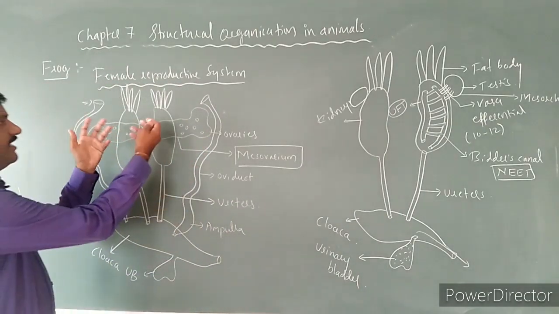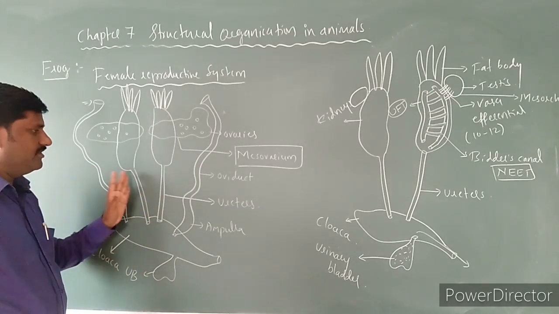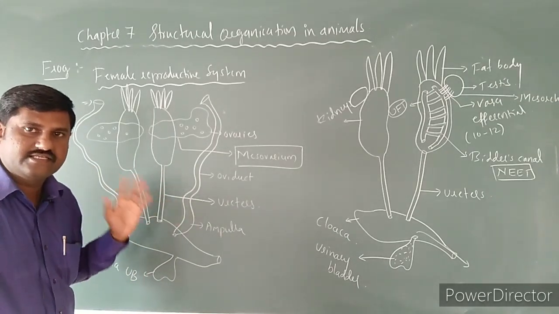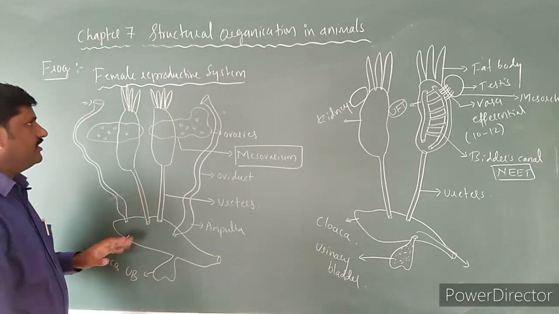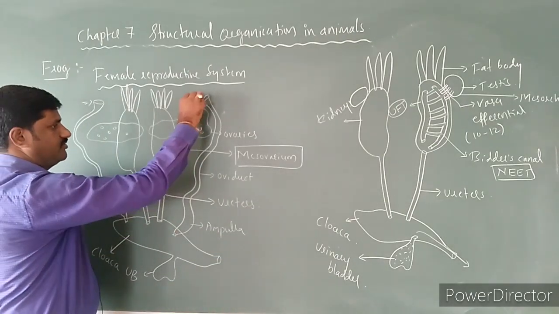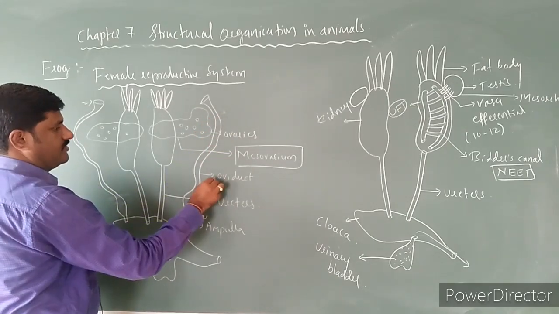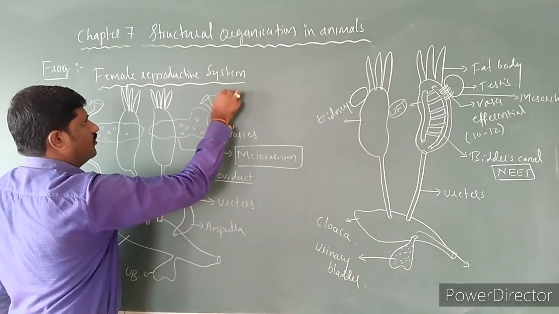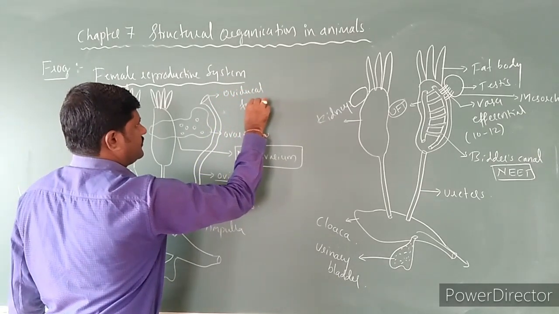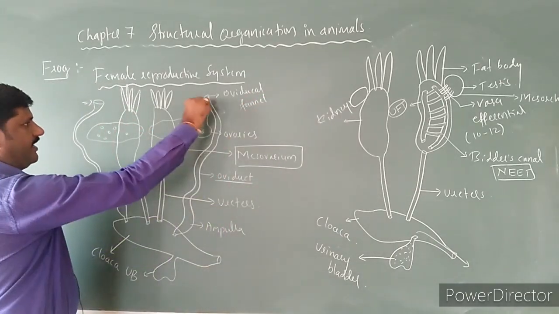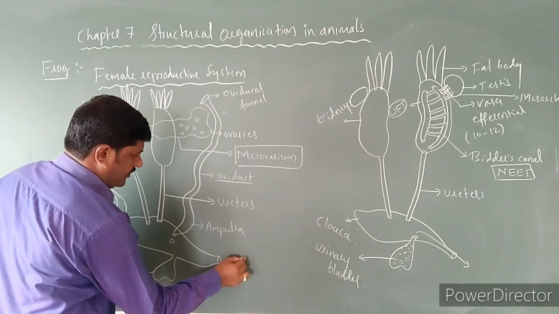Here the genital system is totally different. Here the renal system is totally different. The renal system includes the kidney as well as ureters as well as cloaca. So the eggs produced over here are released through this oviducal canal, or it is called the oviduct, and this is called the oviducal funnel.